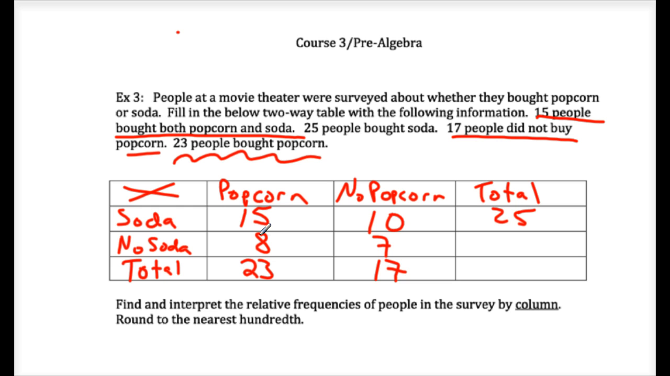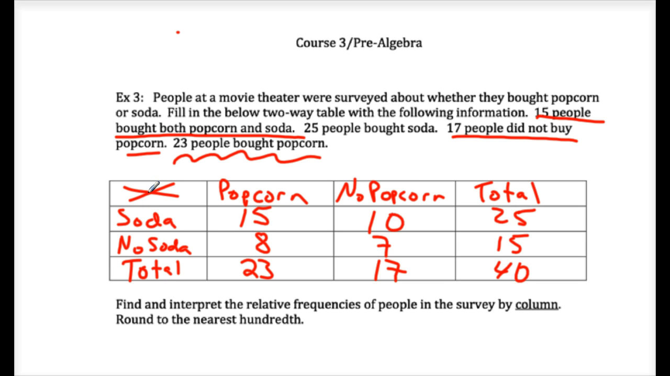Now, add things left and right and up and down. 8 plus 7. No soda, people? 15. Okay, no soda is 15. Soda is 25. Total of 40. What's 23 plus 17? 40. Shazam. It always has to work out that way.